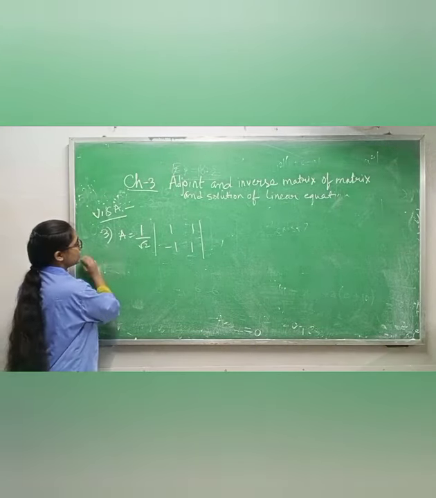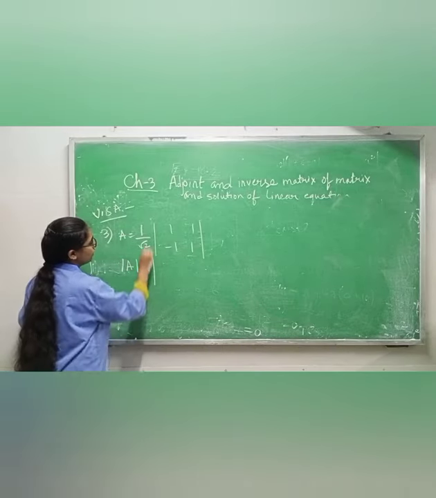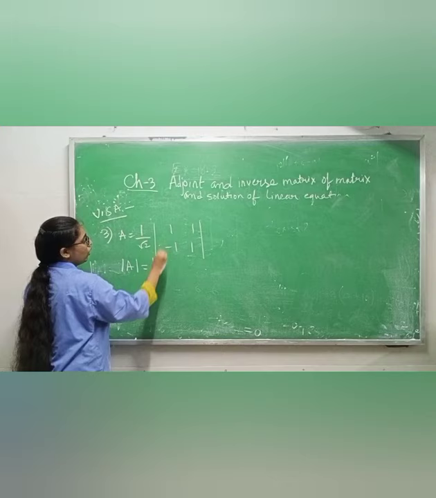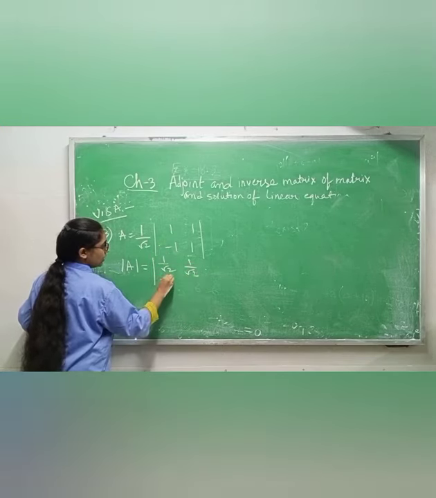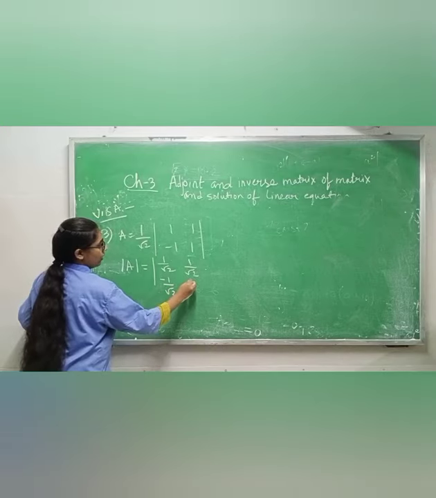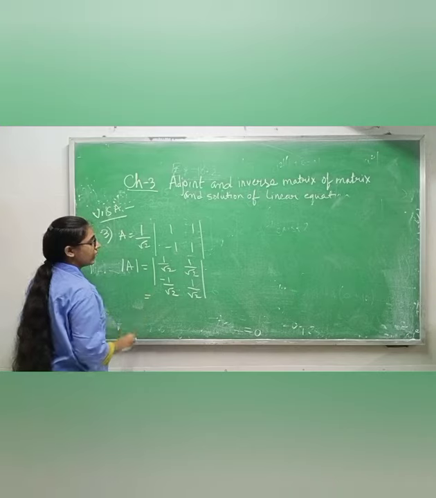So it's very easy. For that we will find determinant A. First we multiply this 1 by root 2 with all, so we will get 1 by root 2, 1 by root 2, minus 1 by root 2, then 1 by root 2. Okay, then we will find determinant. How we will find determinant?